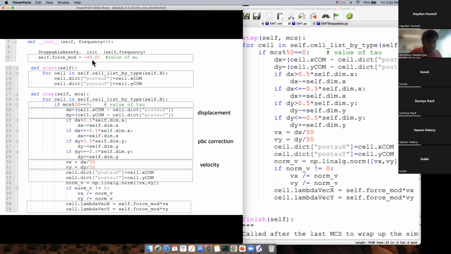Choose some negative value, say minus 0.01, for self force mod, and we'll multiply this value with the velocity direction. This velocity direction is updated every 50 Monte Carlo steps. So this will lead to the collective migration kind of property.